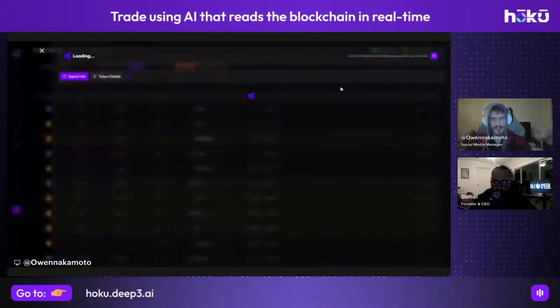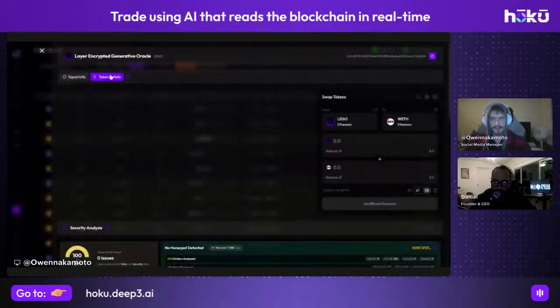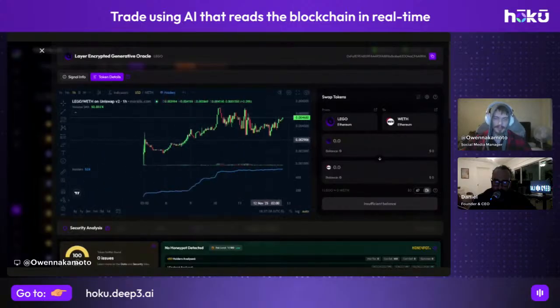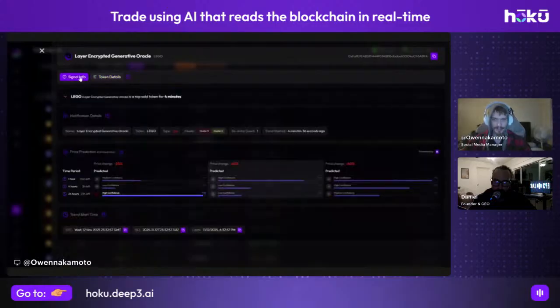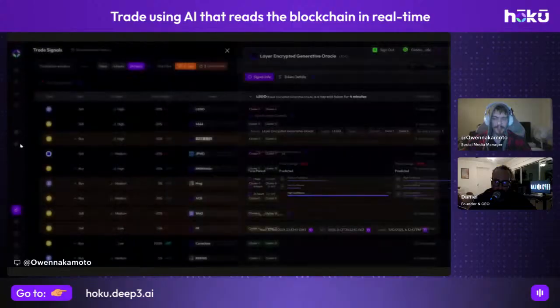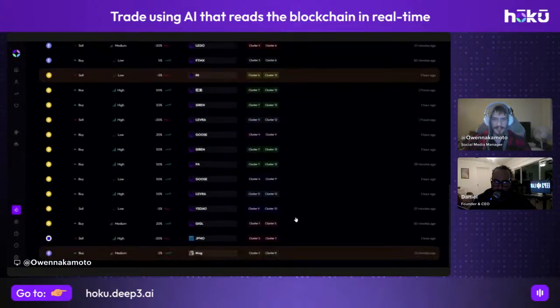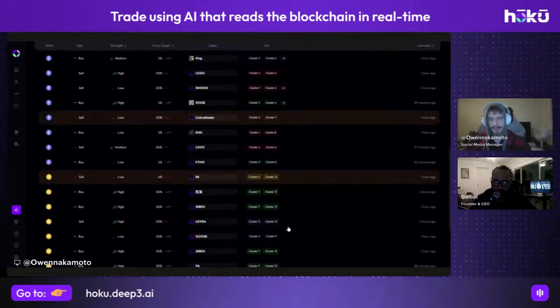Oh, Lego's on a sell signal now. Is that not one you bought? Yeah, well, I already sold it. It's the one I sold too early, but it's on a sell signal. Because I front ran that one. It didn't have a buy signal yet, and I bought it. Fuck, it was good.